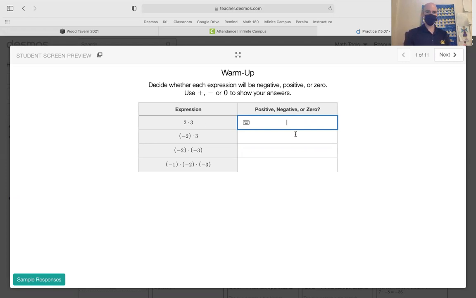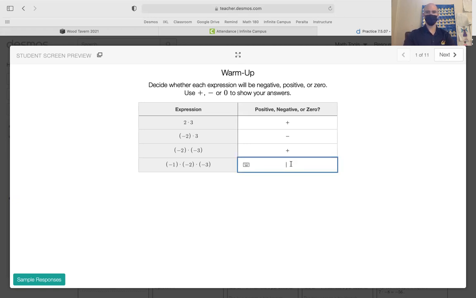A positive number times a positive number gives you a positive. So we'll just leave a plus mark in there. For the second row, a negative times a positive is a negative. In the third row, negative times negative is positive. And for that last row, we learned a trick for when we have more than 2 factors. If you count the number of negative factors and the number of negative factors is odd, then your product will result as a negative.